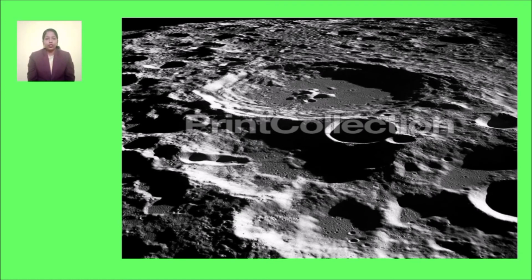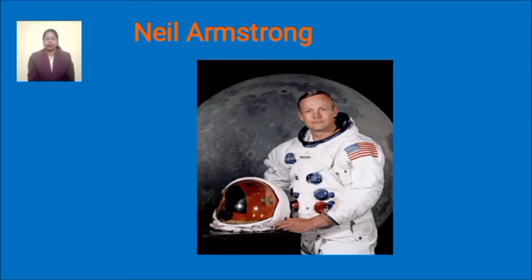Hence it becomes very hot when the sun's rays fall on it. And when the sun's rays do not fall on it, the moon becomes very cold. So that's why there is a lot of difference between day and night temperature. So now what we have studied is that there is no atmosphere on the moon and there is no wind, no weather, no rain or clouds on the moon.